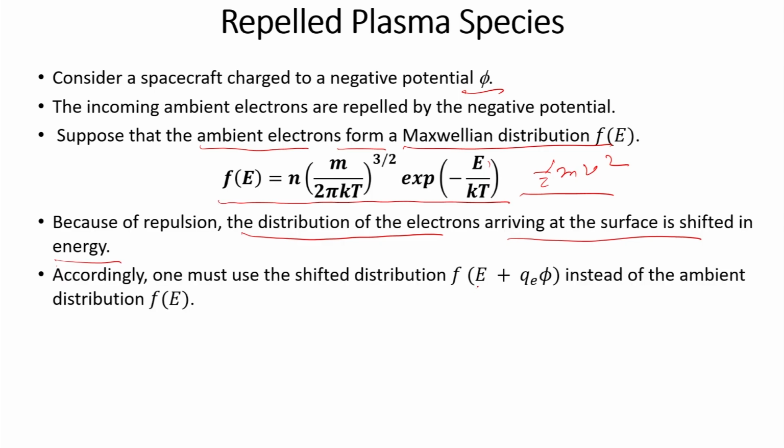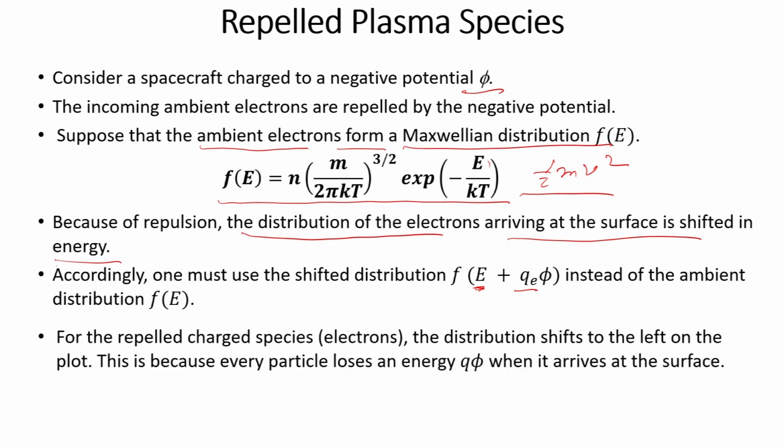Now, that E, since both are negative, will become E plus. What does it mean? If you plot this Fe, then Fe plus q is shifted to the left side. So, in the cases of repulsion, the energy distribution will be shifted to the left side because of this term, E plus q into phi, which is a positive term.